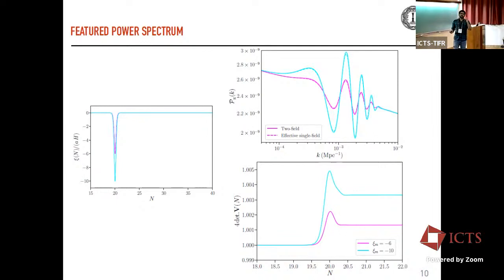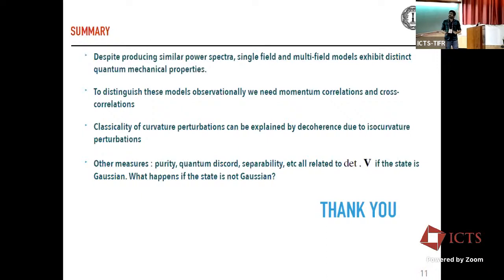And you know that determinant V is 1/4. But here you can see that in the case of two field models, it is not. So if we can observe determinant V, which is some combination of correlation functions, we can distinguish, or we can say that this power spectrum is coming from single field or multi-field models by examining the determinant V. But from the power spectrum, we cannot say anything. That's the summary.